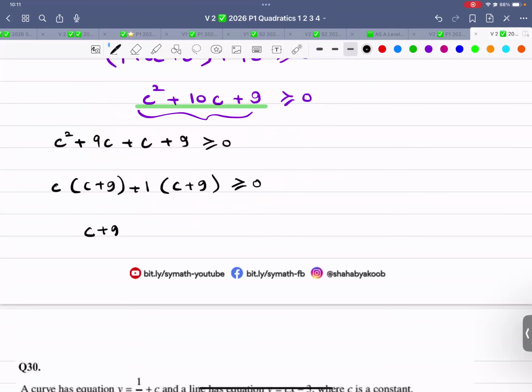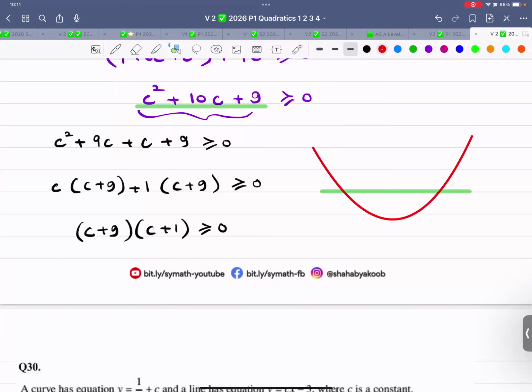So this is (c + 9)(c + 1) is greater than or equal to 0. Draw the x-axis, draw a curve. The coefficient of c squared is positive. Mark down the points. This is negative 9, this is negative 1. And we are interested in greater than or equal to 0. That is this region and that is this region.